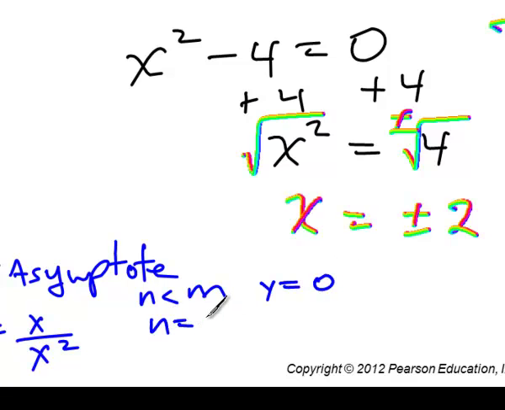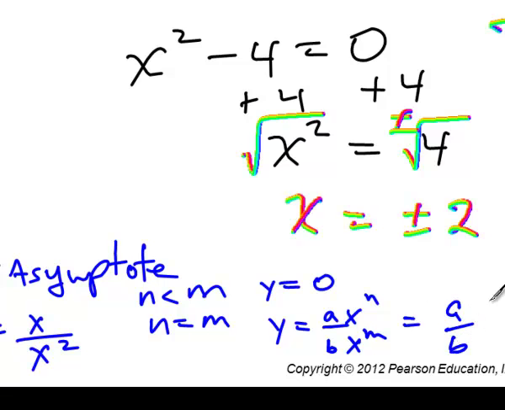If they're equal, then we take the coefficients, so that would be a over b. And if it's greater than, then we have no horizontal asymptote. Well, the degree of the numerator is less than, right? So therefore our horizontal asymptote would be y equals 0.